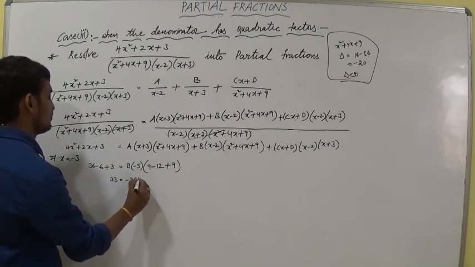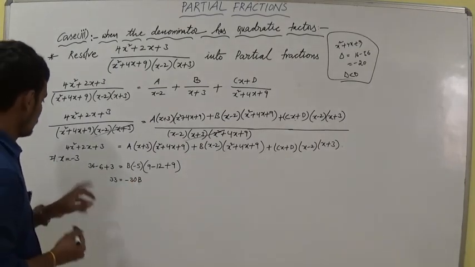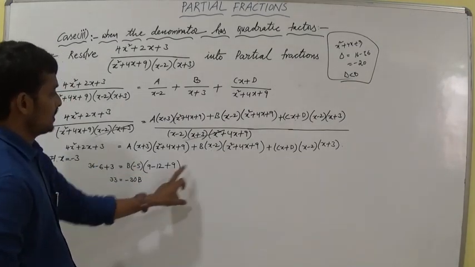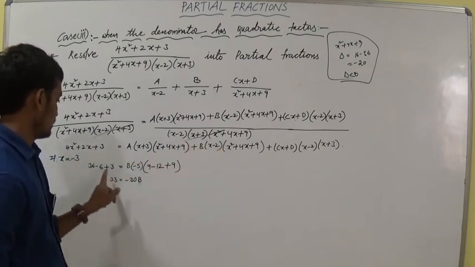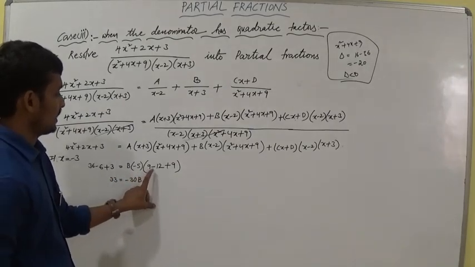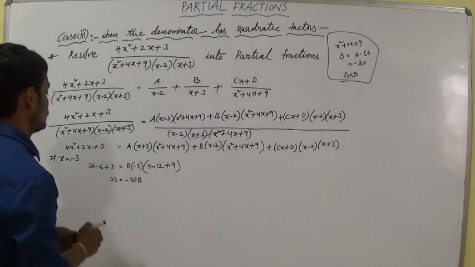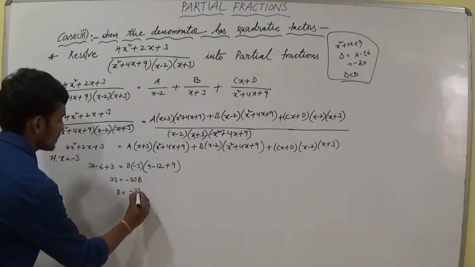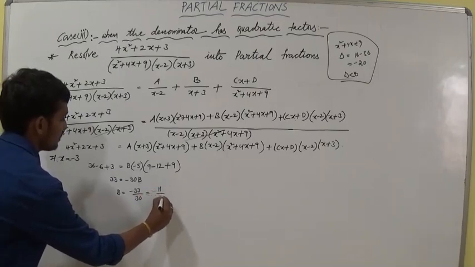Is there anything wrong? Once I can check again. I have substituted x is equal to minus 3: minus 2 is minus 5, into minus 3 whole square, 9, minus 4 3s is 12, plus 9. 36 minus 6 is 30, 30 plus 3 is 33. B into 9 plus 9 is 18, 18 minus 12 is 6, 6 into minus 5 is minus 30. So B is equal to minus 33 by 30. If you cancel 3, this is minus 11 by 10.